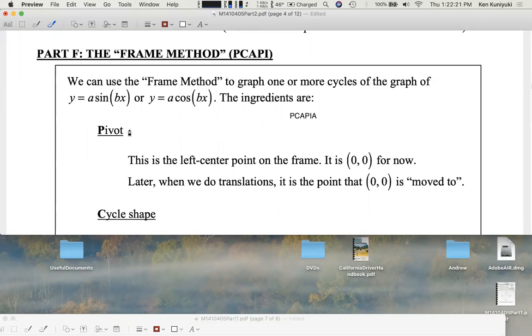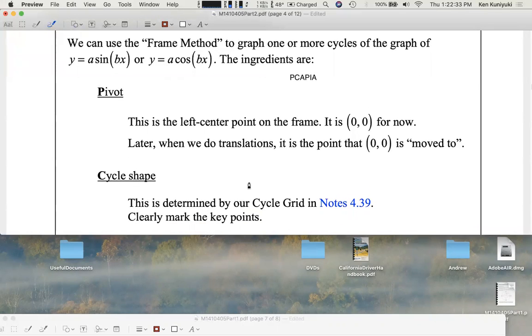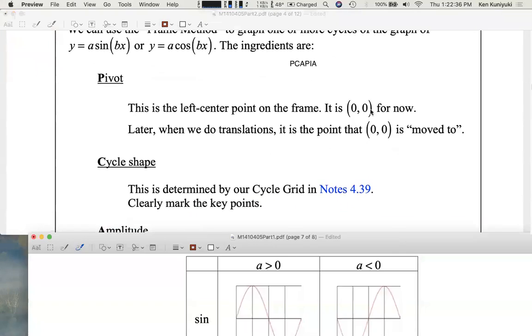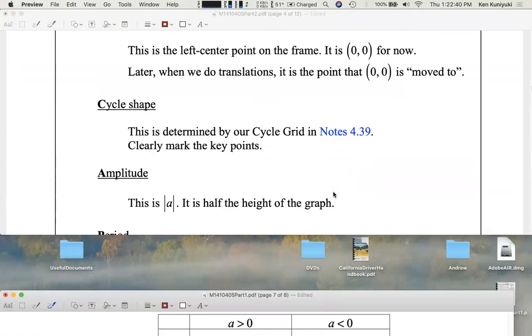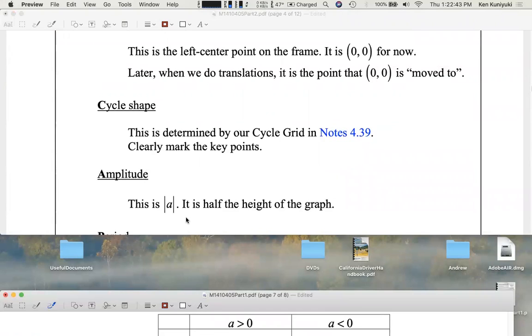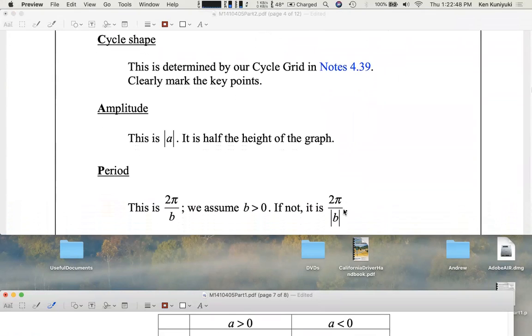PCAPIA. First P for pivot. The left center point on the frame is the origin for now. Later on, it might be translated elsewhere. C for cycle shape. That's from this grid over here, remember? First A for amplitude is the absolute value of A, half the height of the graph. Second P for period, 2 pi over B. Remember, if B is negative, use the even odd identities to make sure the new B is positive.